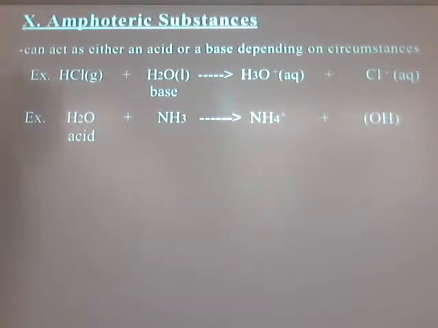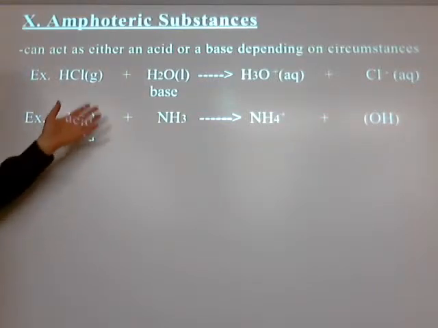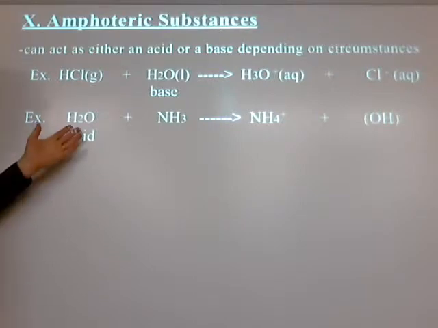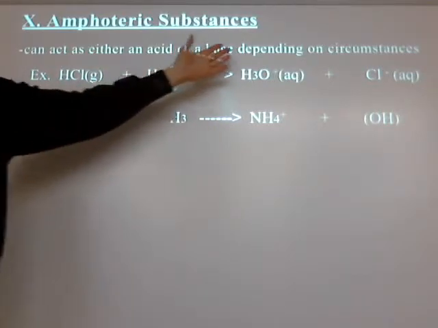So water is a great example of an amphoteric substance. He's not going to be both an acid and a base in the same problem, but he can be an acid or a base depending on the circumstances. He can accept an H like he does here to become H3O.